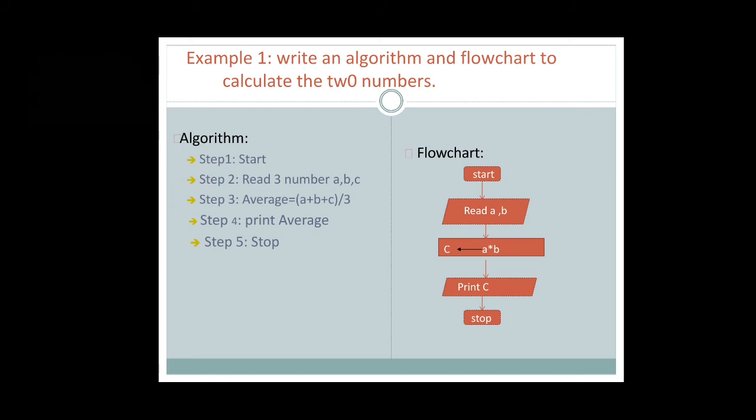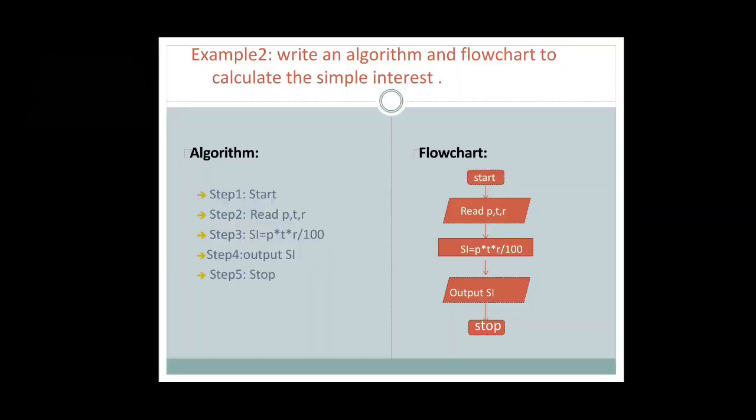Flowchart. In the flowchart, step 1, the terminal indicates start. Second, read a, b, c, which indicates the input of the program. Step 3, it calculates or processes the value. Step 4, print the average of the program. And step 5 is stop.